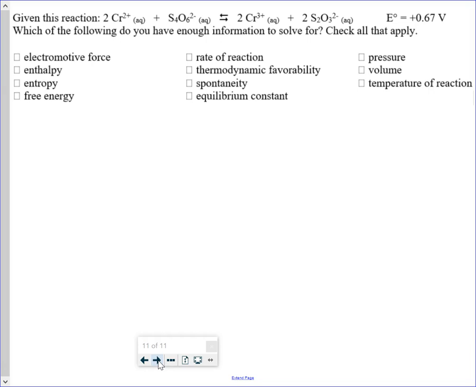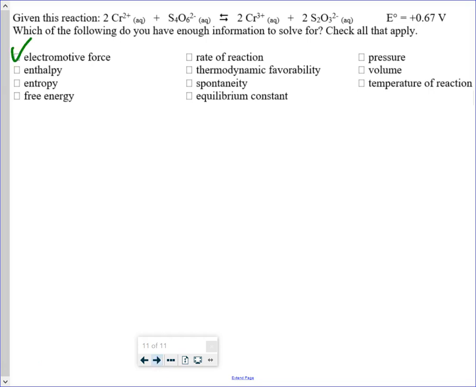Last question, and this is kind of a recap of what we just did. With that balanced redox reaction and the cell potential of that redox reaction, what are all of the things we could possibly solve for? The first one there is electromotive force, EMF. If you remember from the first day or earlier this week, electromotive force is cell potential. So those are one and the same. Can we solve for that? Yes, we can.